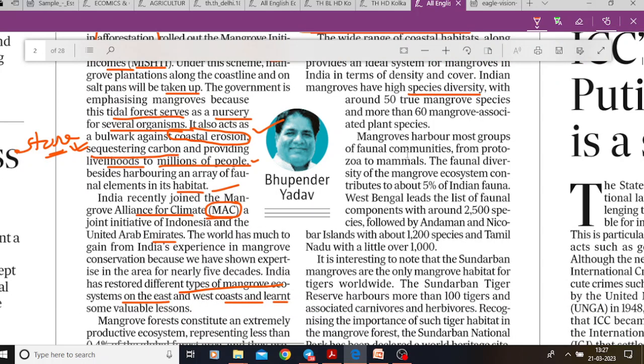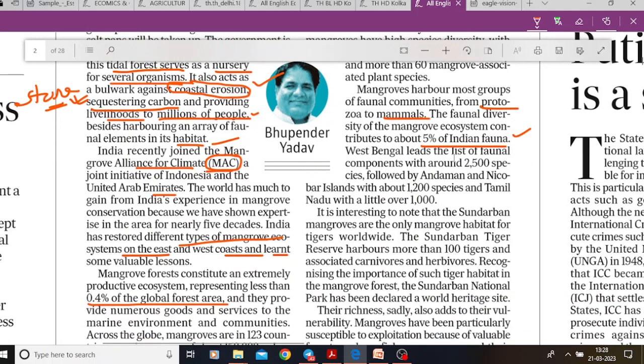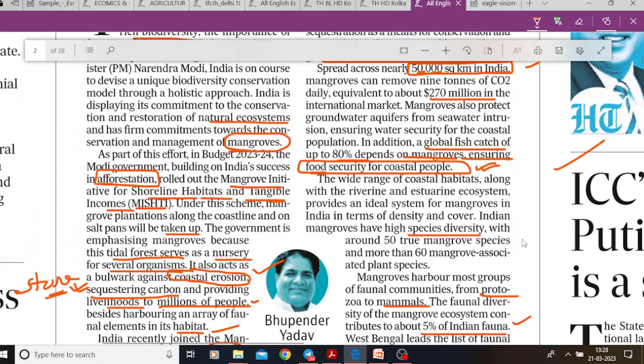Mangroves harbor most groups of faunal elements from protozoa to mammals. The faunal diversity of mangrove ecosystem contributes to about 5% of Indian fauna. West Bengal leads the list of faunal component with around 2,500 species, followed by Andaman and Nicobar Island and Tamil Nadu. Okay, so West Bengal first, then Andaman and Nicobar, and then Tamil Nadu.